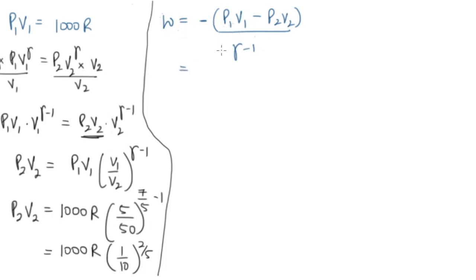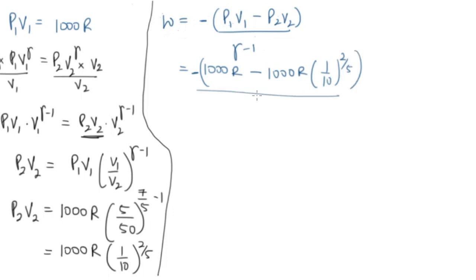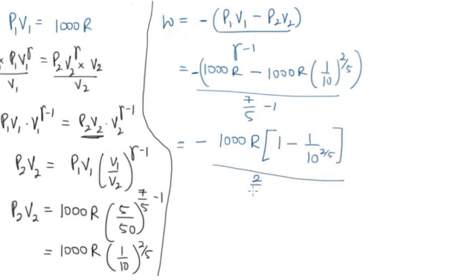So P1 V1 was actually equal to 1000 R, okay, negative sign outside, minus 1000 R into 1 by 10 to the power 2 by 5. That's what I will get in the numerator, and in the denominator I'll be having gamma is 7 by 5 minus 1. So basically I'll be having negative sign outside, then I can take 1000 R common from the numerator, and I'll be having 1 minus 1 by 10 to the power 2 by 5, divided by 2 by 5.